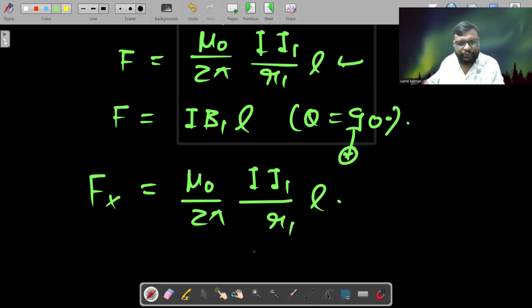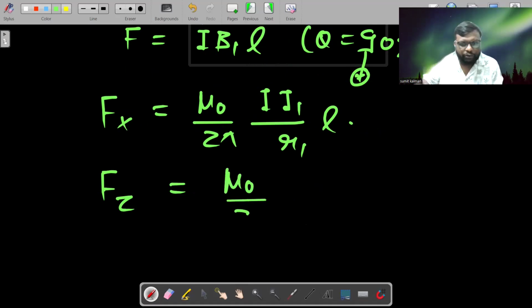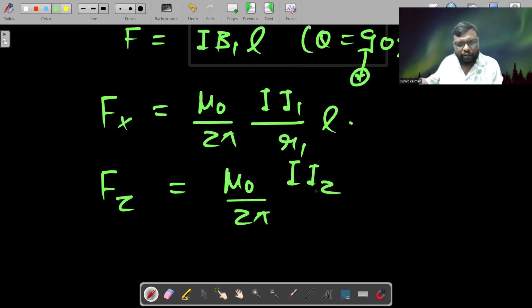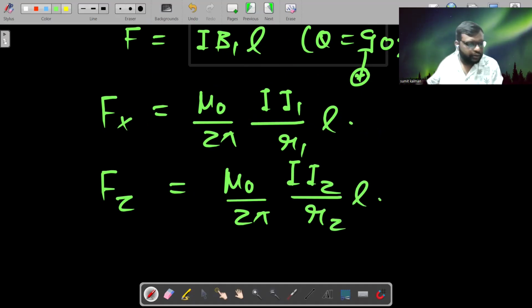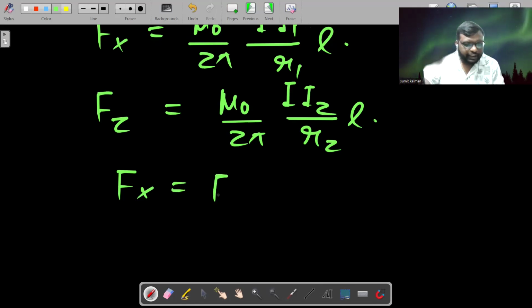Now students, next we will calculate the force due to conductor Z. How much will F_Z be? If you calculate it, it will come out to be mu naught upon 2 pi, I2 upon R2, into L. Now students, what is the condition for equilibrium? F_X should be equal to F_Z.